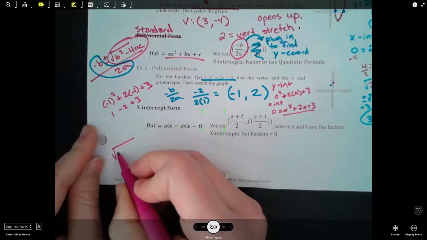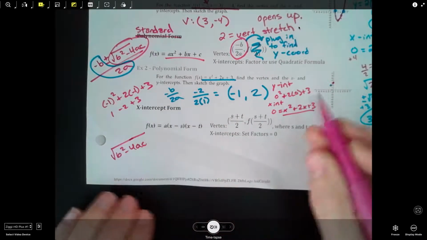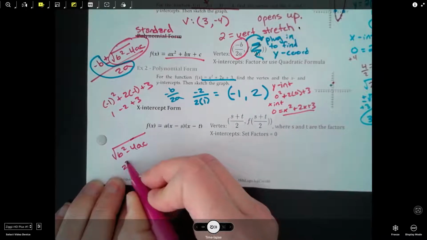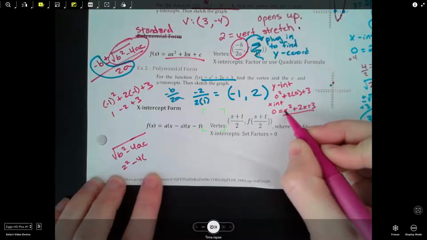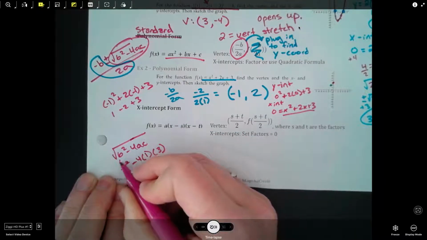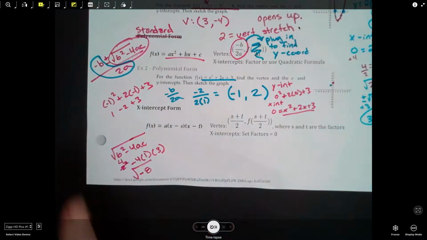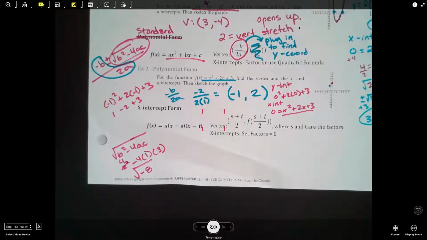The square root of b squared minus 4ac. Let's just look at it. b is 2, so 2 squared minus 4 times a, which is 1, times c, which is 3. That would be 4 minus 12, or negative 8. We have a negative inside of the square root, which means what? Bad. Not a real number.